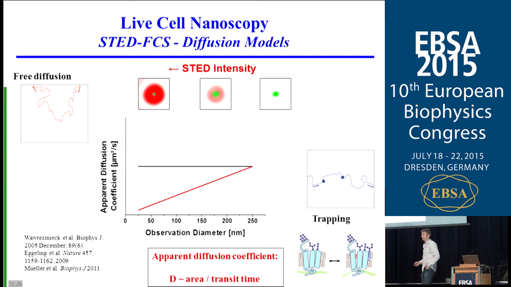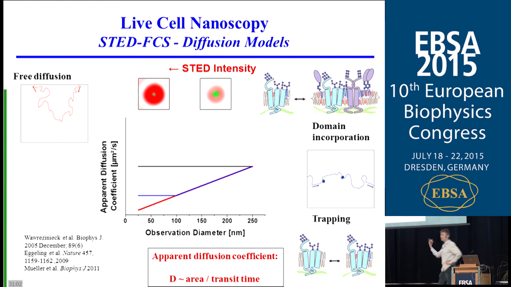If we have trapping, the molecule moves, interacts with something, stays there for a while because the interaction partner is slowly moving or immobilized. It stays there for a while, moves on, again is trapped, moves on. We would expect the red line, because the smaller the observation spot, the more the transit is ruled by the trapping interaction, which apparently slows down the diffusion.